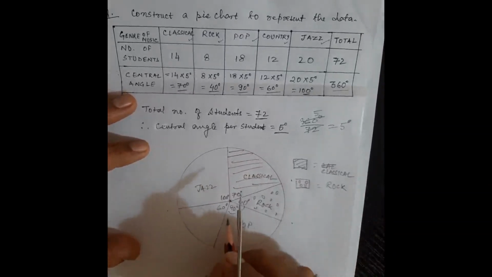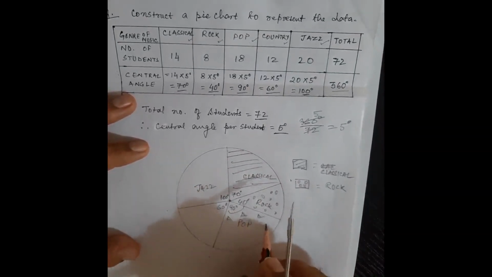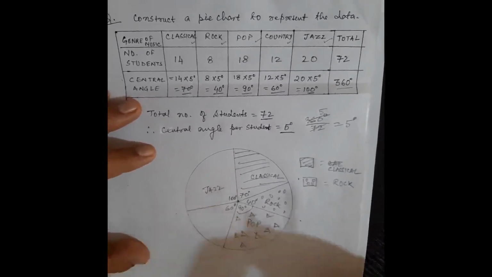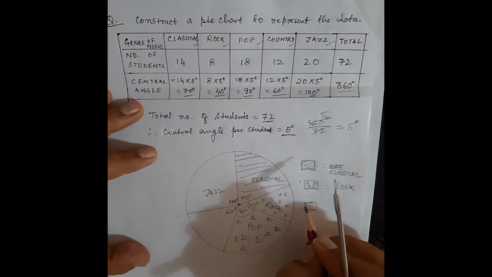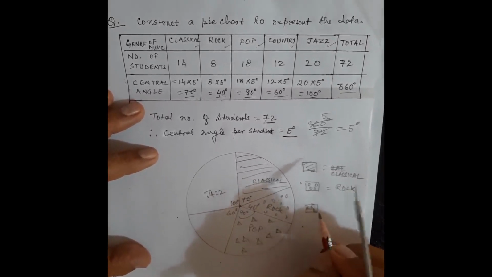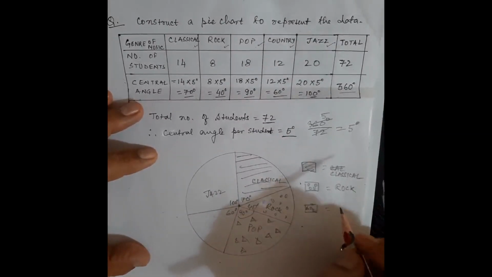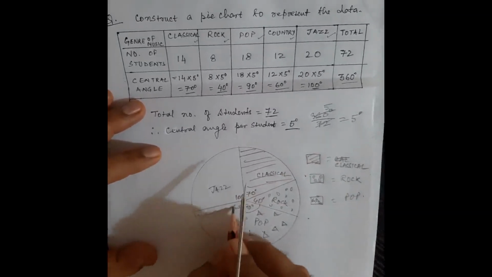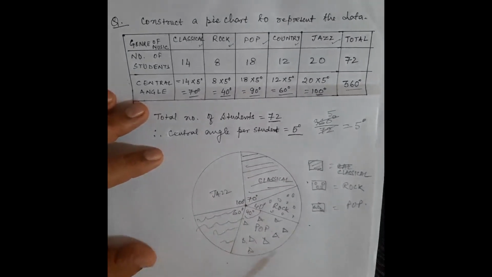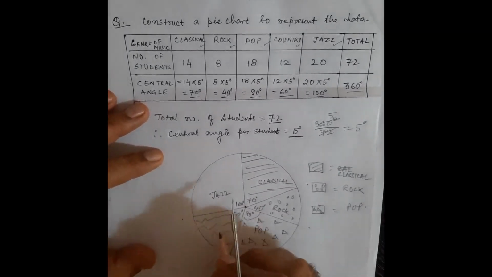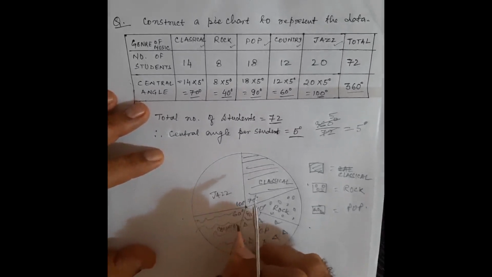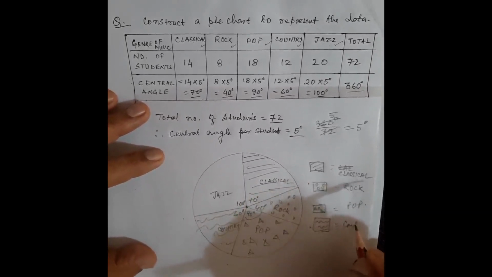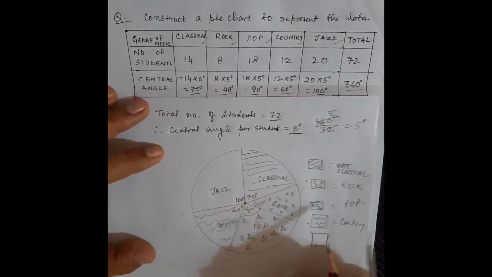Rock is for this one. Pop, you can make triangles inside, or any kind of shading you can do, whatever is your liking. And one of them you can leave blank also. Blank is so that it can be distinguished by itself. This one is for pop, and maybe this one is for your, what was this? This one was for country. So this one is for country. And the last one, which is blank, is for jazz.